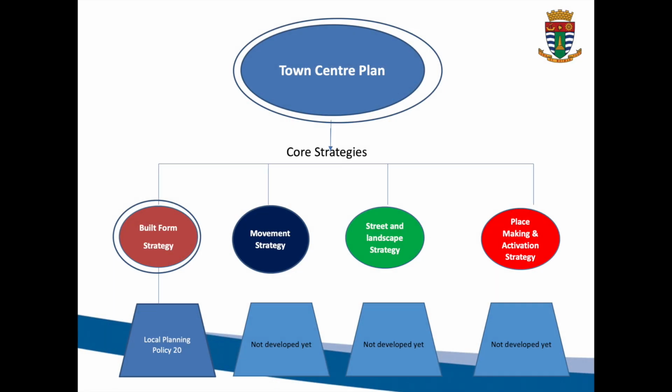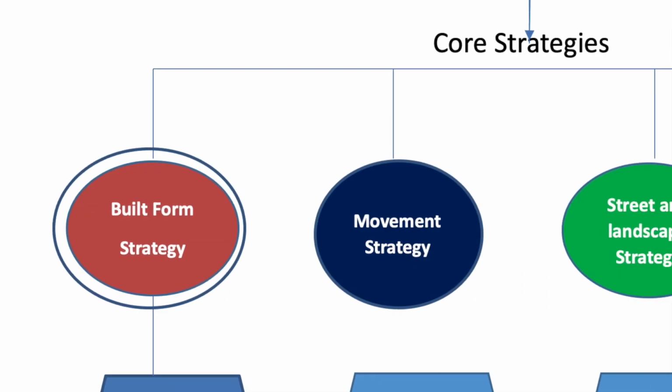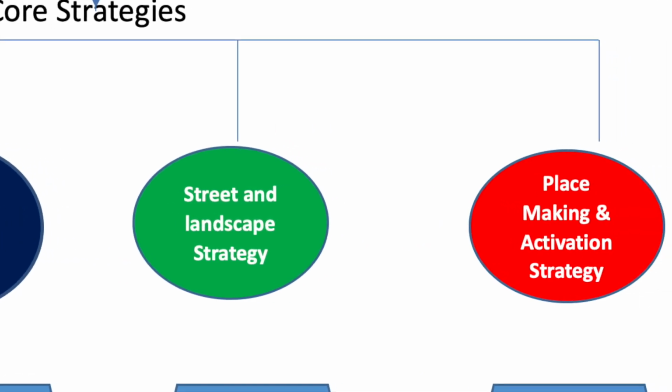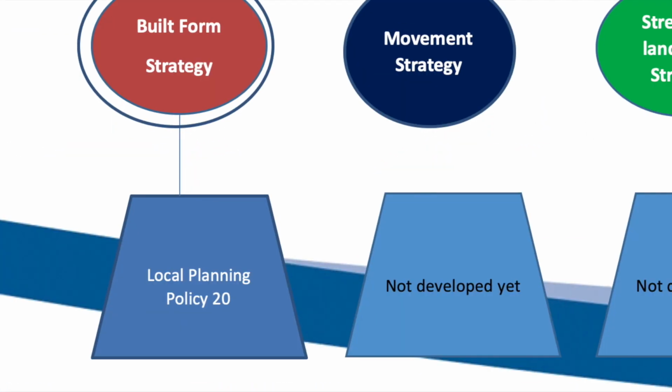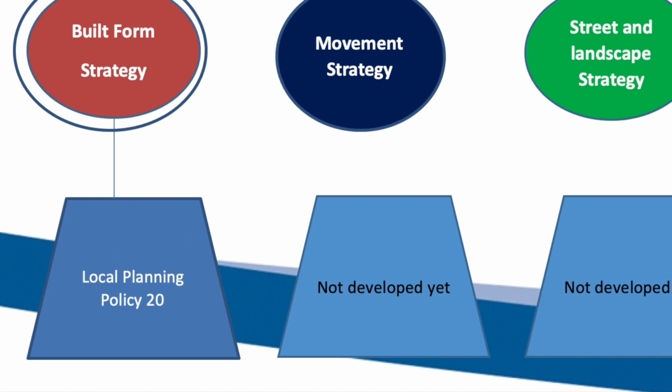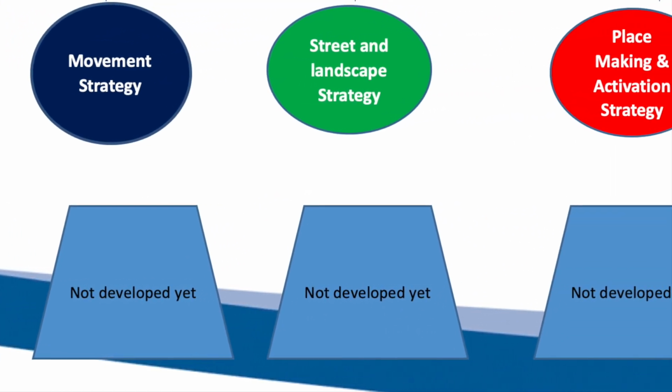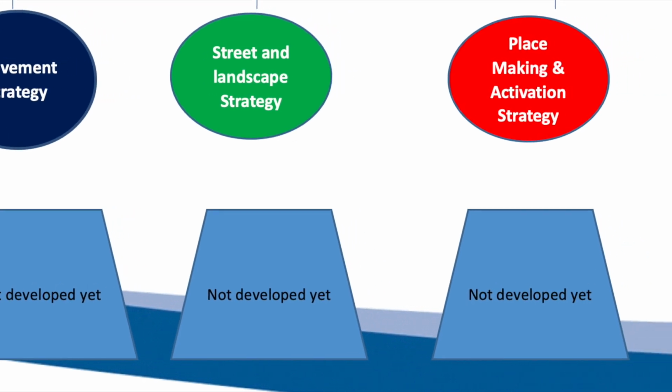This Town Centre plan comprises four main strategies: the built form strategy, a movement strategy, the street and landscape strategy, and a placemaking and activation strategy. The built form strategy is currently out for advertising. You can find a copy of this on our website. The other three strategies are yet to be developed.